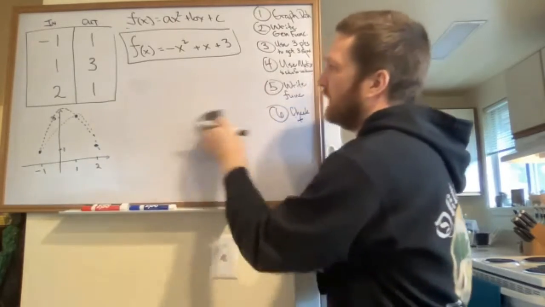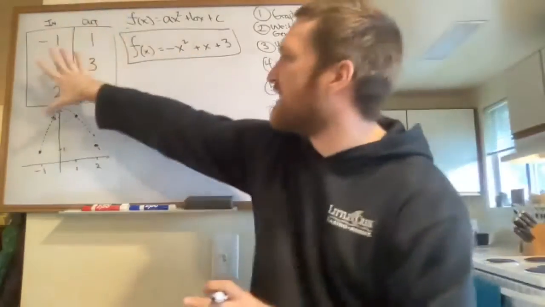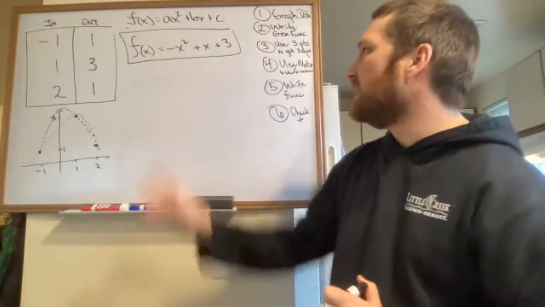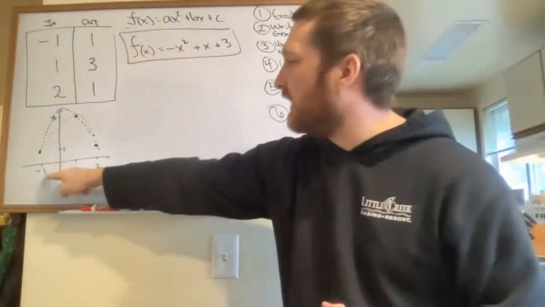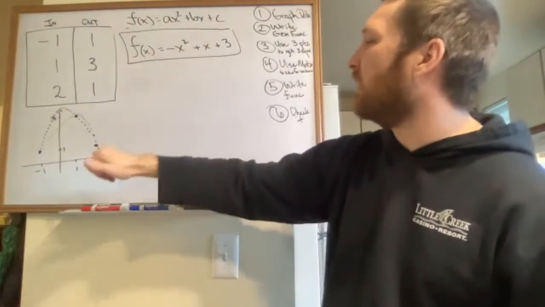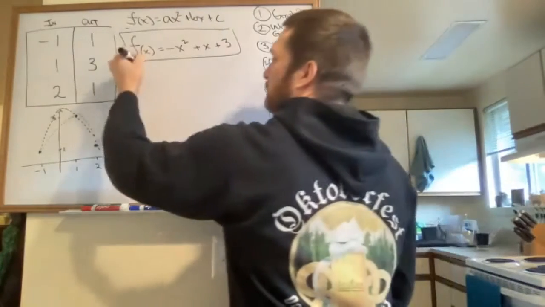So let's check our work. Okay, it should be the case. This function should satisfy this input-output relationship. It should be the case that when I plug in a -1, I get out a 1. When I plug in a 1, I get out a 3. When I plug in a 2, I get out a 1. So let's make sure that that's the case.